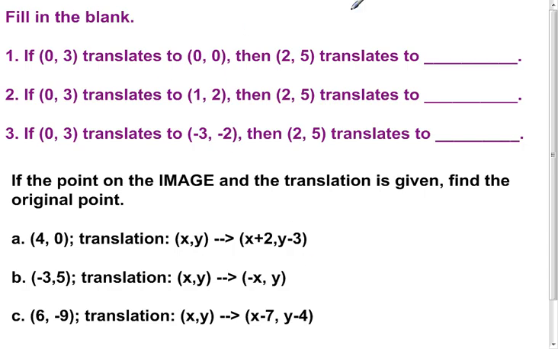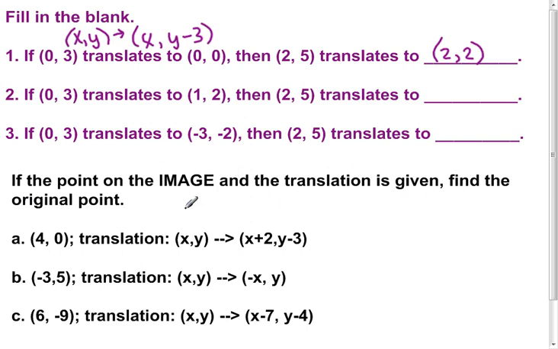Again, here I'll do 1 or 2 of each section. If (0, 3) translates to (0, 0), what changed here? We got our x, y point, and it looks like the x didn't change, but the y, we subtracted 3. Then (2, 5) would translate to, well, we kept the x value, so the 2 would be fine, but now we take our y and minus 3, so (2, 5) would translate to (2, 2). And again, try this, talk to the people in your group.